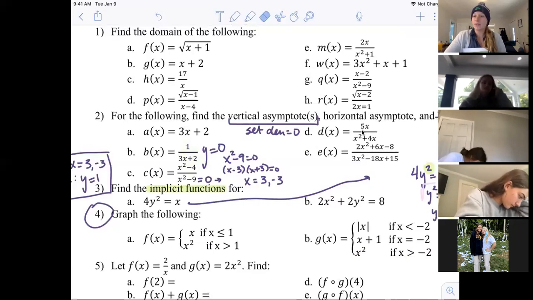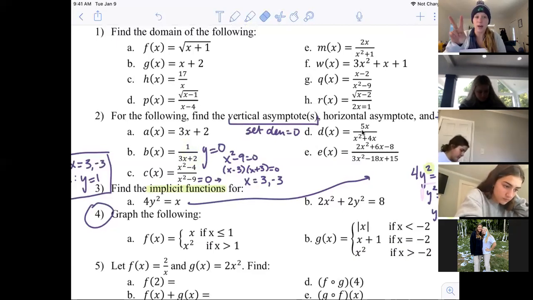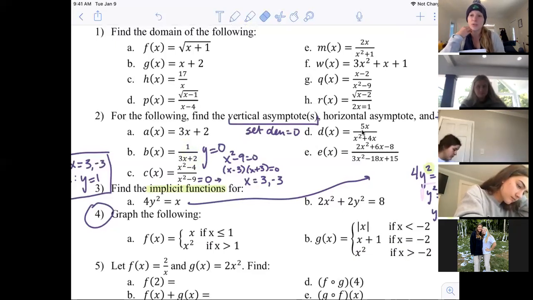Kind of the same thing with the domain, like on number 1, letters B and F, those aren't fractions and they aren't radicals. So really the only problem with domain that we are dealing with right now is if it's a fraction or if it's a radical. And if it's neither of those, then your domain is fine. It's all real numbers. There's no problem.